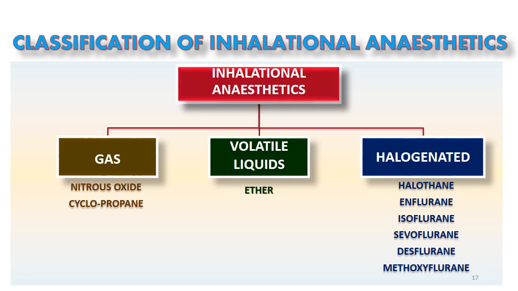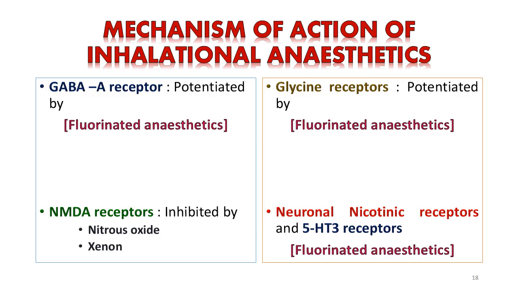Now, as we discussed, the inhalational anesthetic agents are of three types: gases, volatile liquids, and halogenated hydrocarbons. When we talk about the mechanism of action of inhalational anesthetic agents, the GABA A receptors and glycine receptors are potentiated by fluorinated anesthetic agents, and neuronal nicotinic receptors and 5-HT receptors are blocked by fluorinated anesthetic agents, while nitrous oxide and xenon inhibit the NMDA receptors.